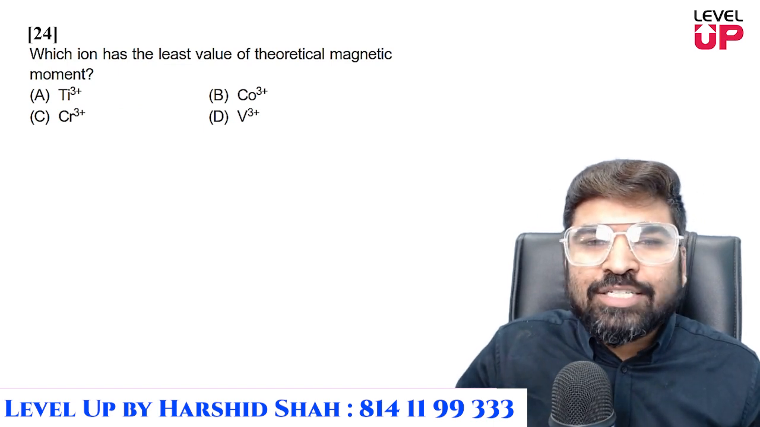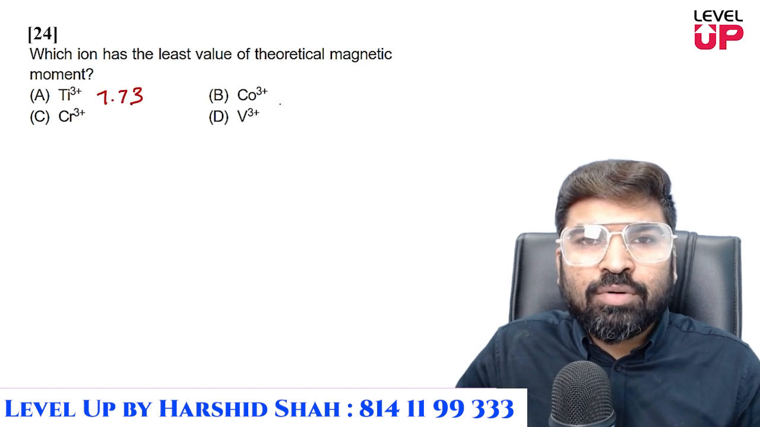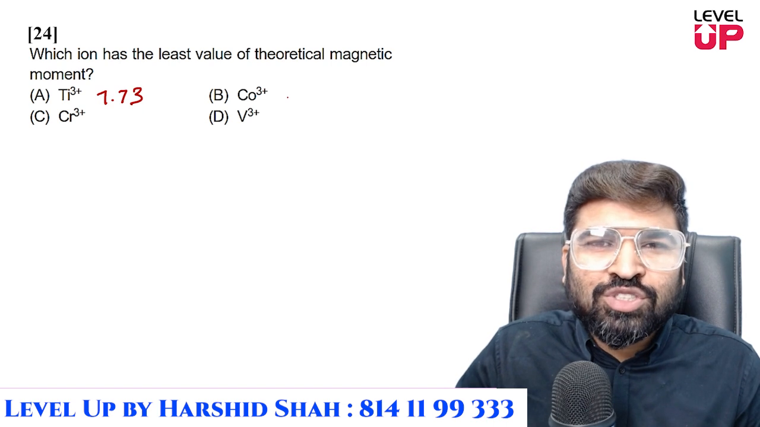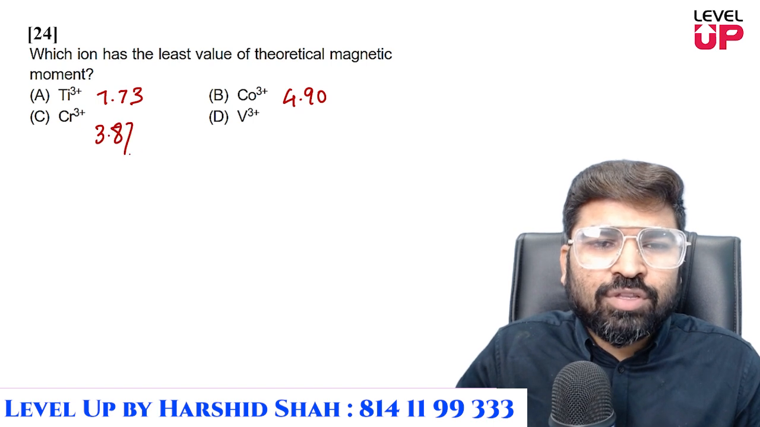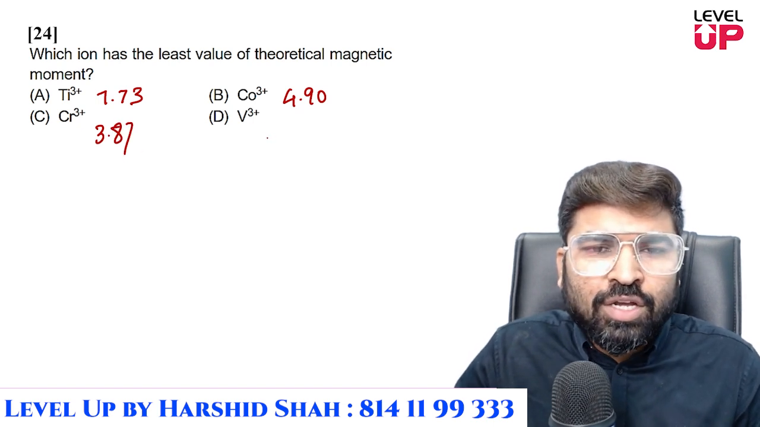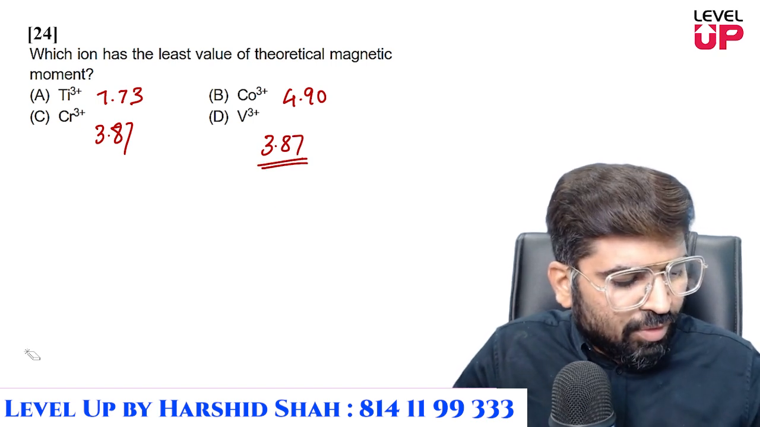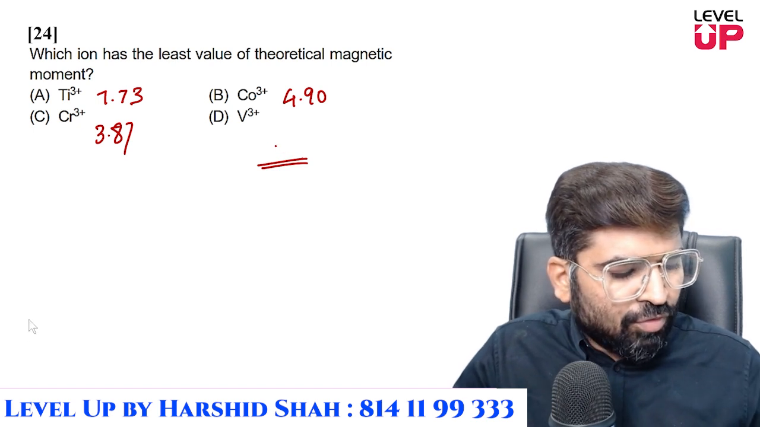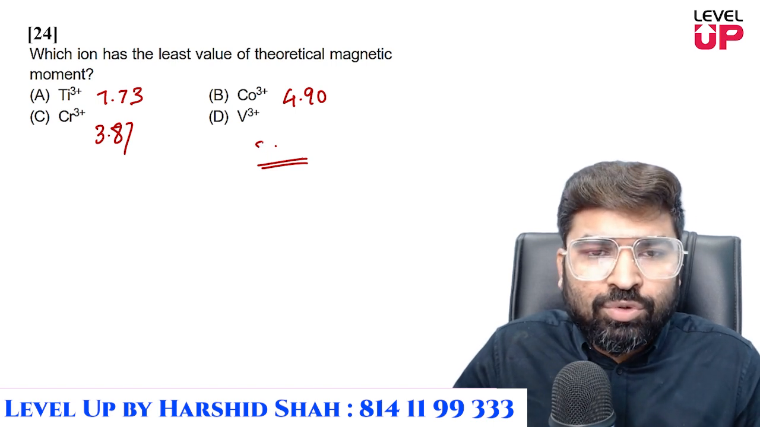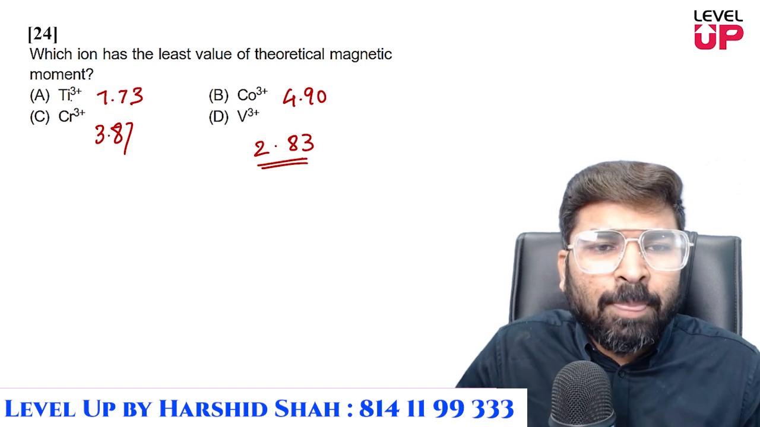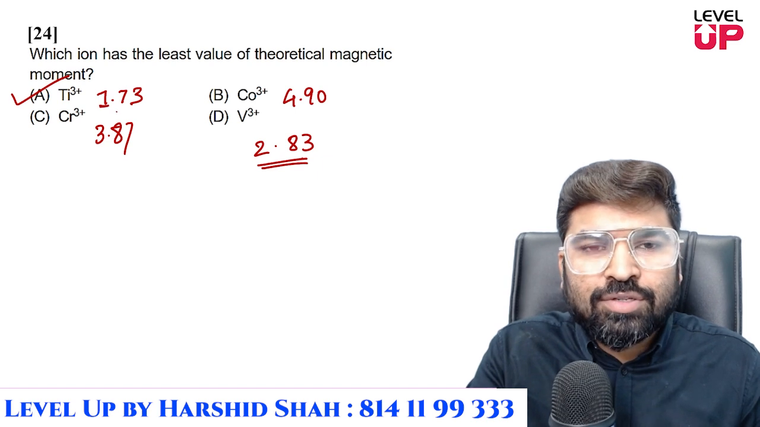Which ion has the least value of theoretical magnetic moment? So it is 1.73. Anything less than that would be diamagnetic. 4s0 3d6 gives 4.90 Bohr magneton, 3.87 for the third one, and V plus 3 4s0 3d, so it is again 3.87 I guess. Sorry, we reduced one electron more, V plus 3, so 4s0 3d2 gives 2.83. Okay, titanium plus 3 has only one electron in d, so it is 1.73, which is your right answer.